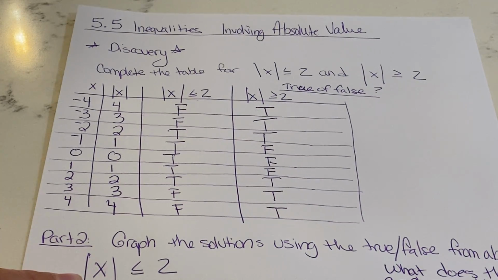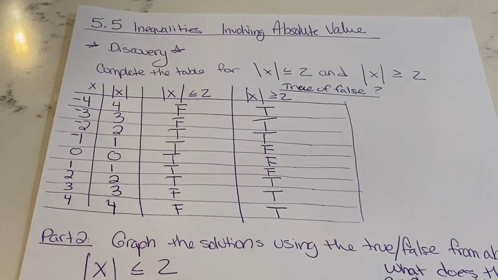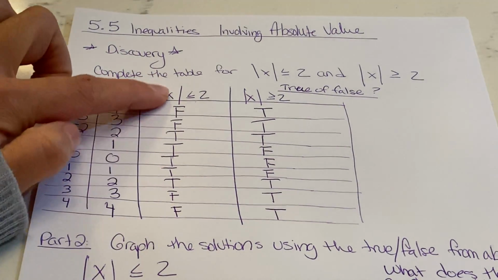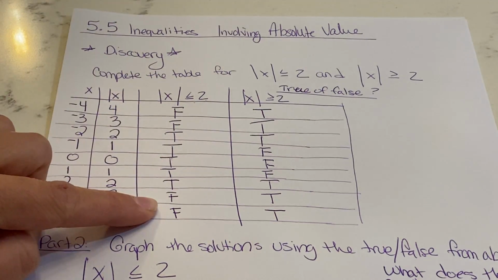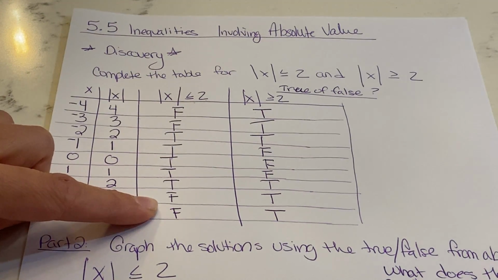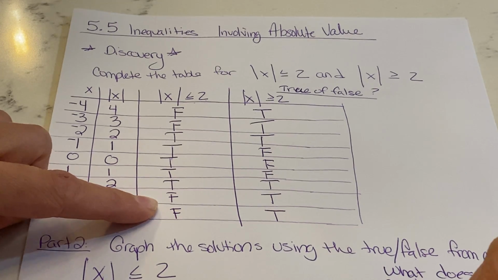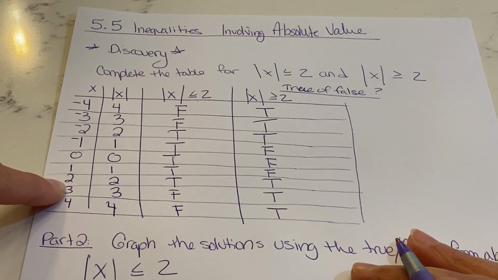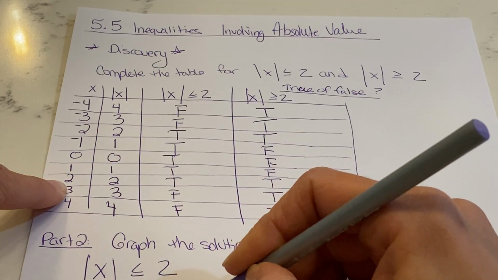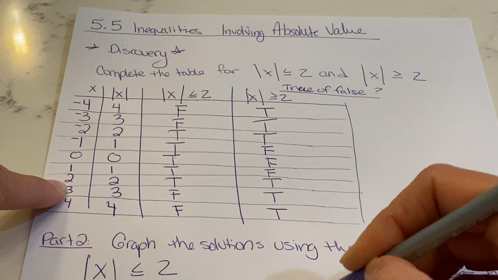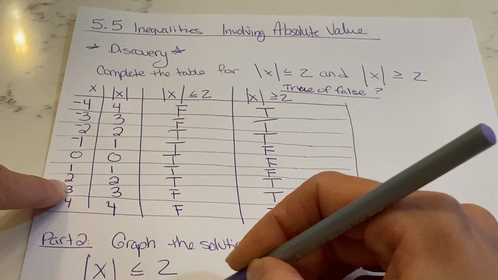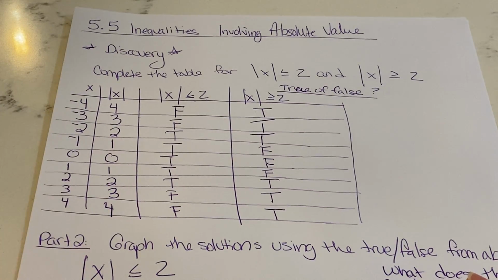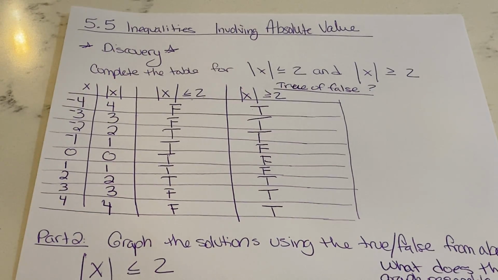So, the absolute value of x is less than or equal to 2. This is my statement. Okay? So, let's see. Where is it true? From -2 all the way to +2, right? So from -2 all the way to +2, it is true. But it's false at -3, -4. It's false at 3 and 4. So I can't shade that.